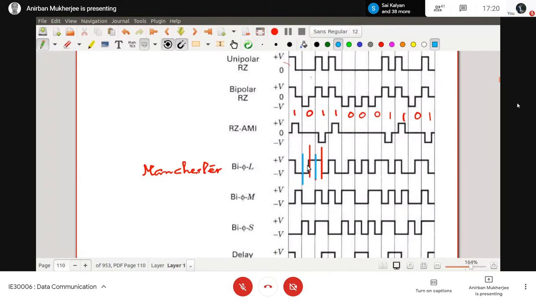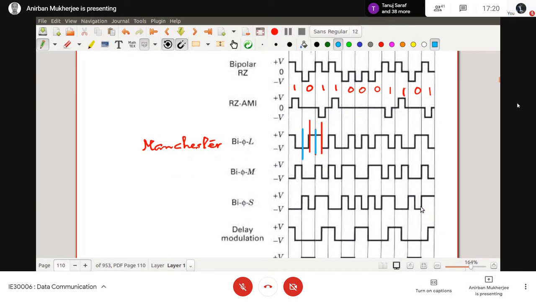one of the popular PCM sequence to waveform conversion mechanisms. Also please note that it is transition at the middle. Next is biphase M and biphase S.